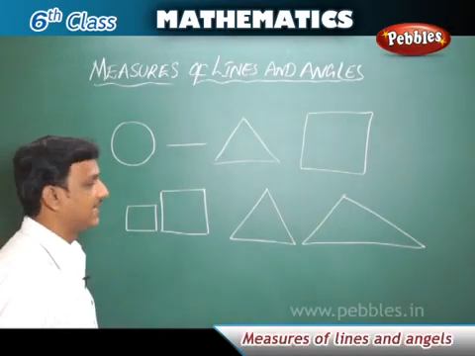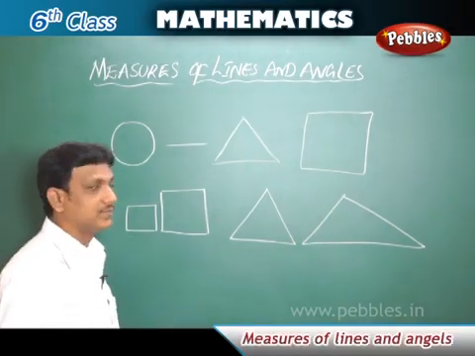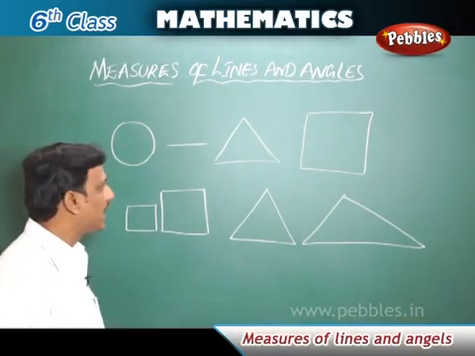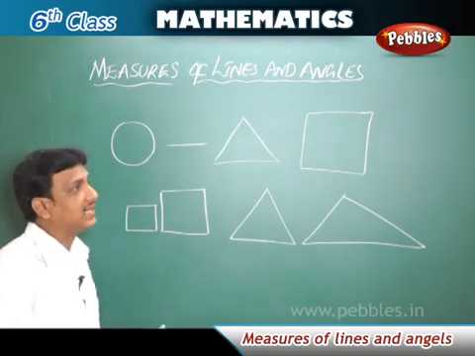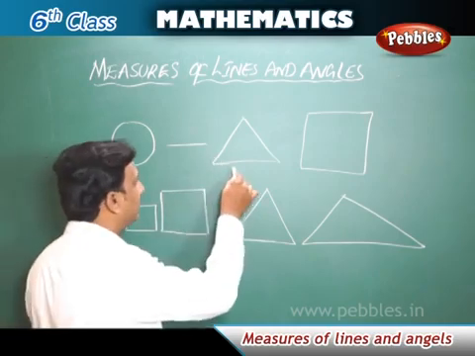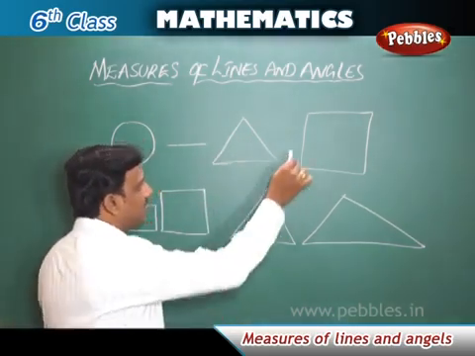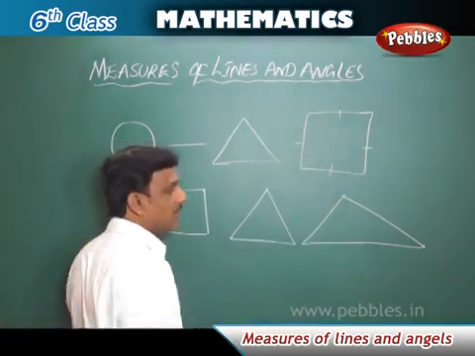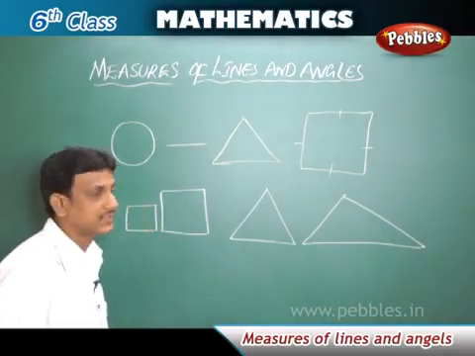Measures of lines and angles. In the basic geometrical ideas, we have learnt about different shapes, and these shapes are made up of line segments. Say for example, this is a triangle made up of 3 line segments. In the same way, the square is made up of 4 line segments.